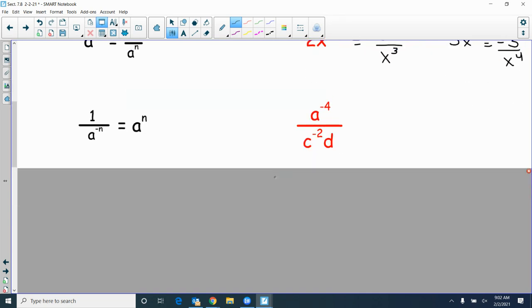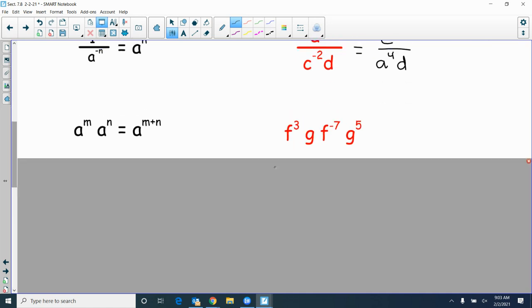Now, all these rules build. Once we learn one rule, it still applies to every problem from here on out. So 1 over a to the negative m, remember it moves up? Well, now I've got negative exponents in the denominator and numerator. We'll just move any negative exponent. So c to the negative second will move up. A to the negative fourth will move down, and those now become positive. This d does not have a negative exponent. It has to stay right where it's at. No negative exponents in the end.